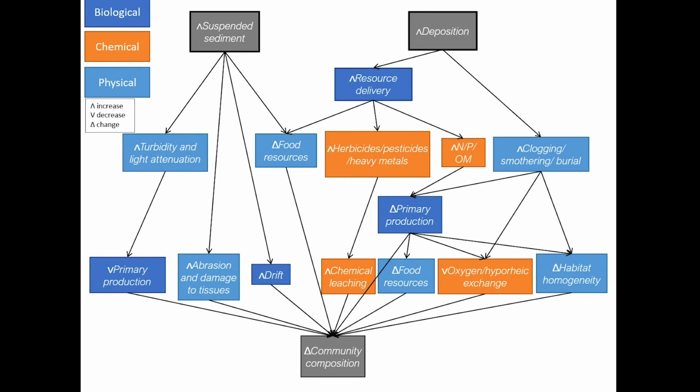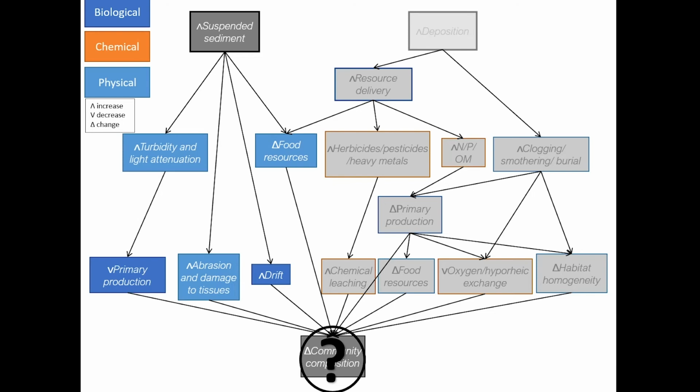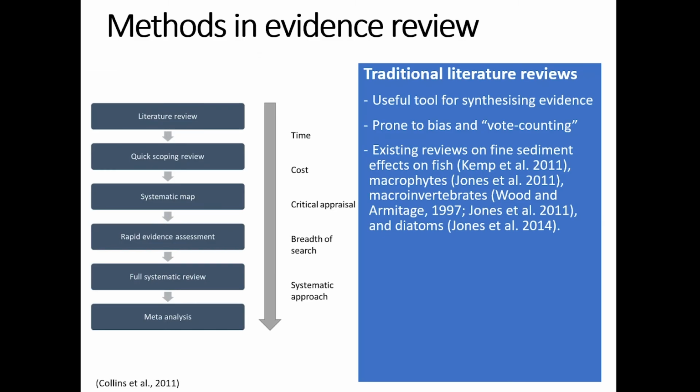I'm showing here essentially a complex mix of direct and indirect effects through which our pressure, an increase in fine sediment, can affect and change community composition. When we talk about fine sediment as a pressure, we often divide this into the 2 main fractions: deposited sediment and suspended sediment. And in order to properly monitor the effects of this, we need to understand exactly how this is changing and affecting community composition. So this was the key focus of my review.